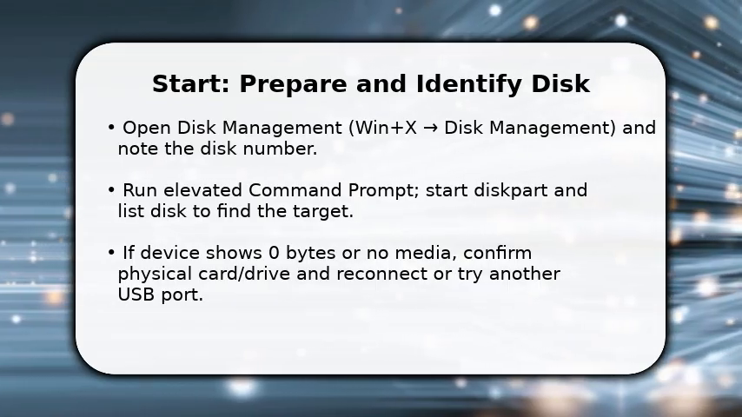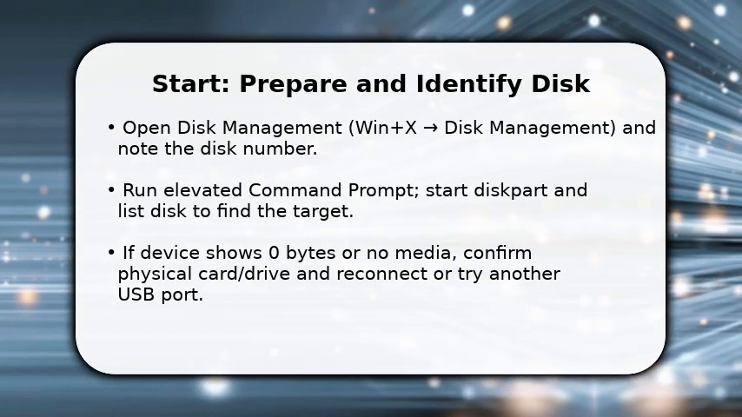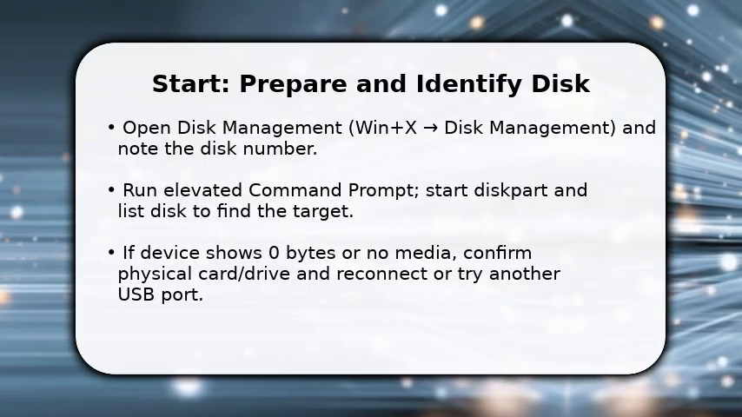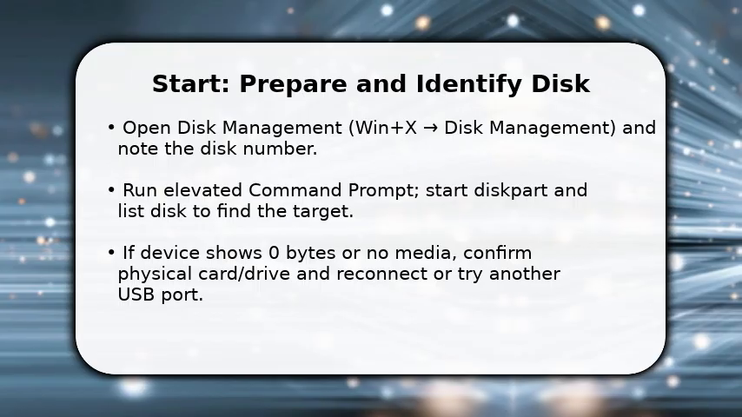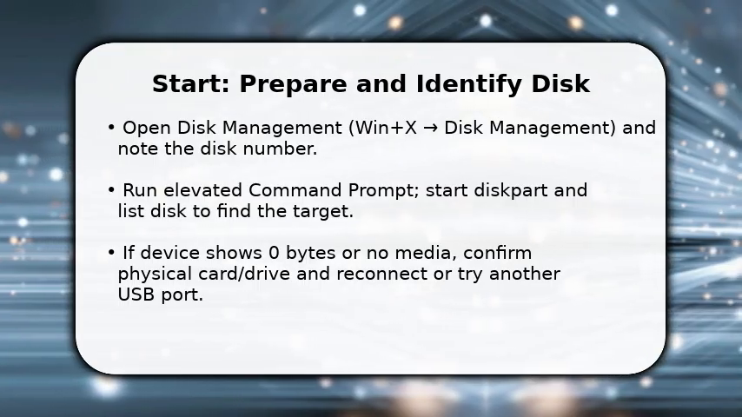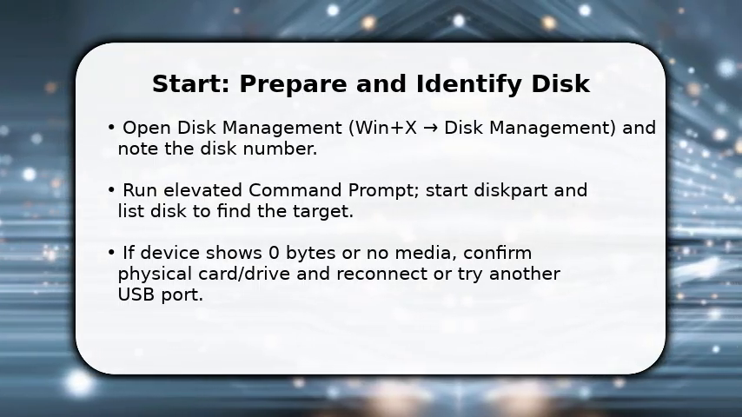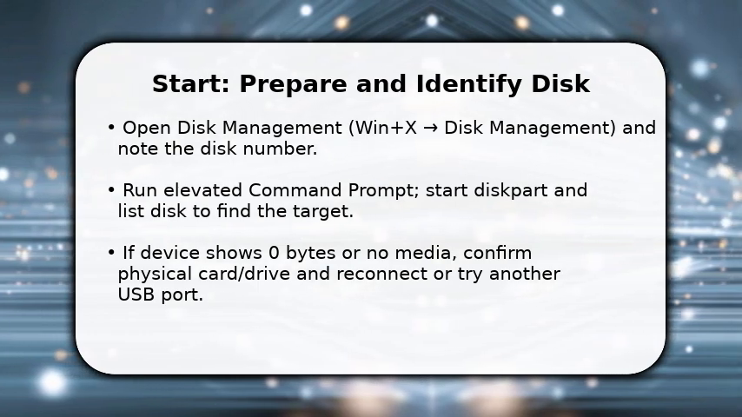Once identified, confirm the media is physically present and reseat it. Card readers and USB hubs can hide media. If the disk reports 0 bytes, don't panic. Proceed with diskpart commands next to clear attributes and prepare the device.